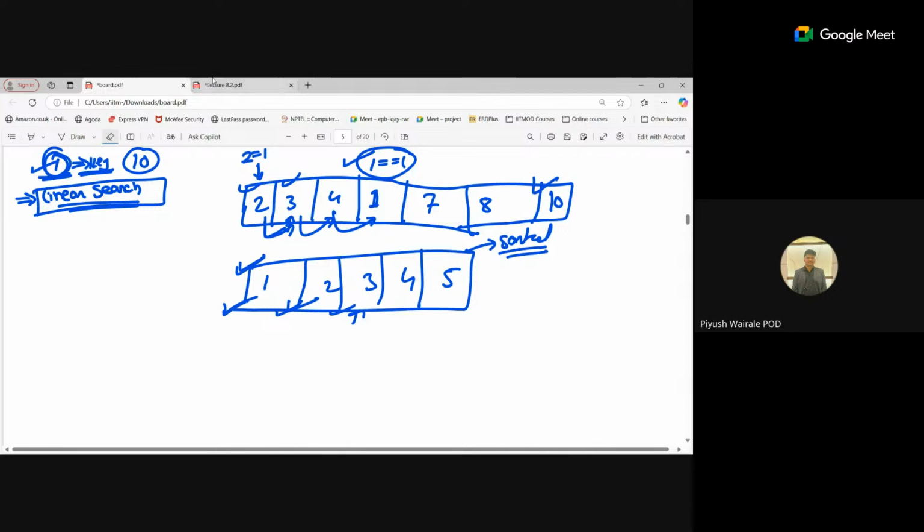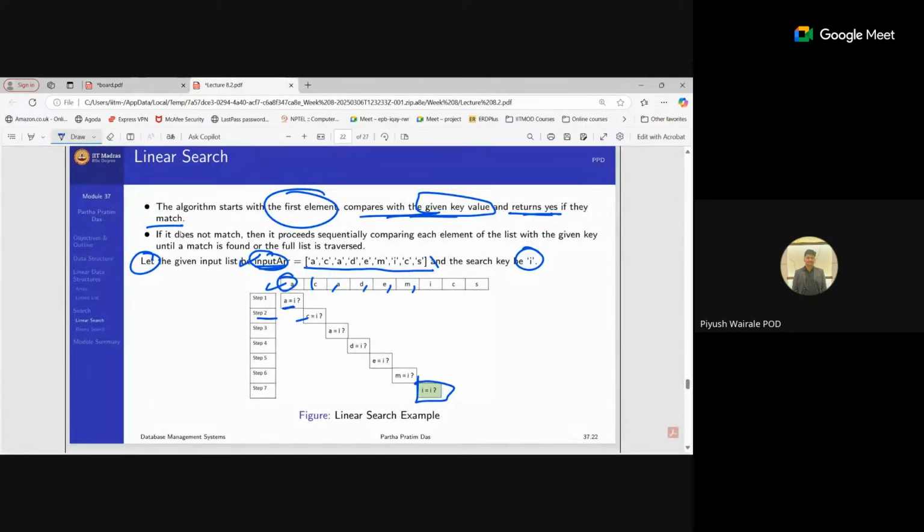First, any doubt in linear search? It is a simple concept. We are simply searching for a key in this linear manner, so one by one we are comparing. That's it.